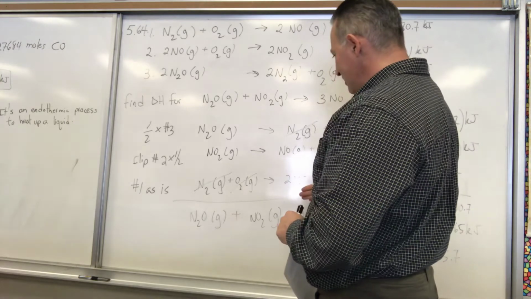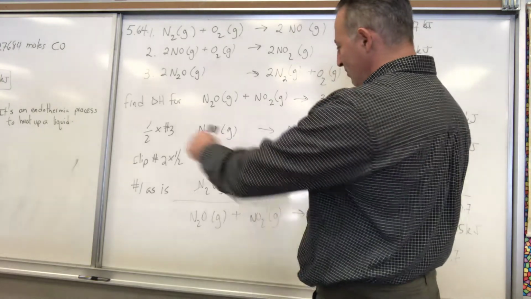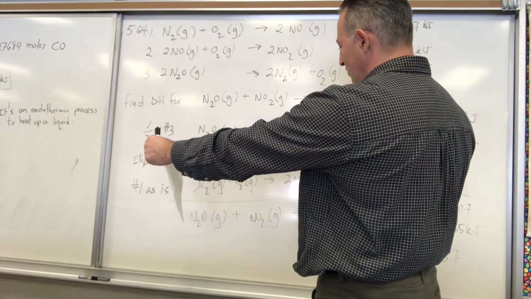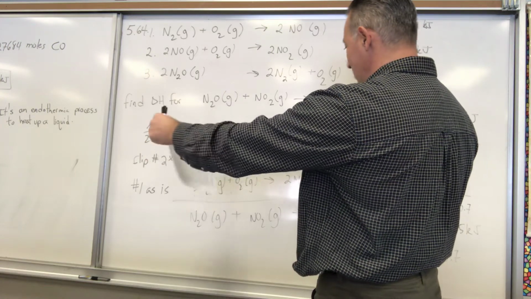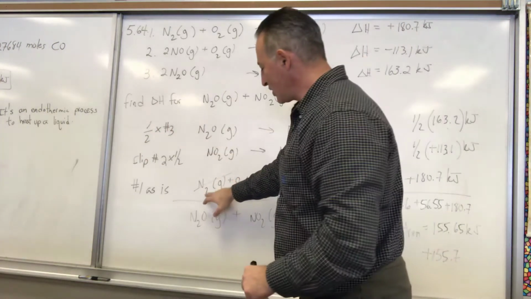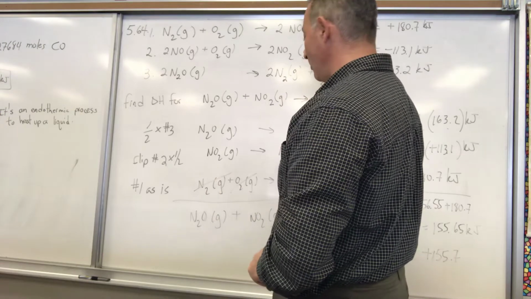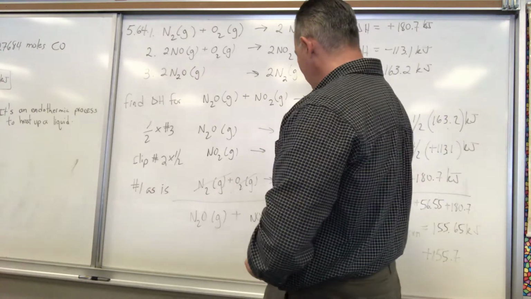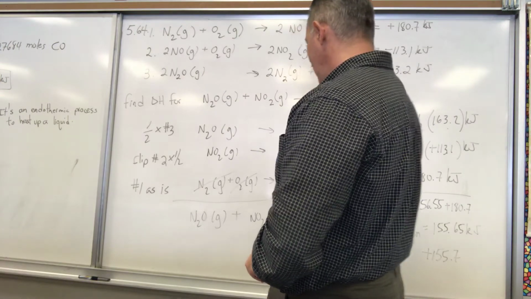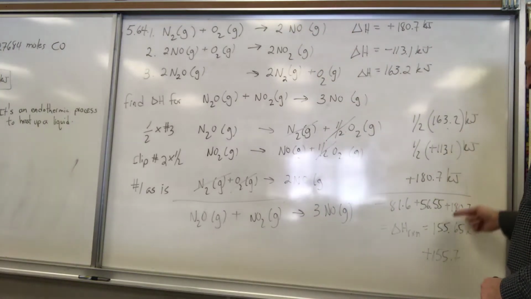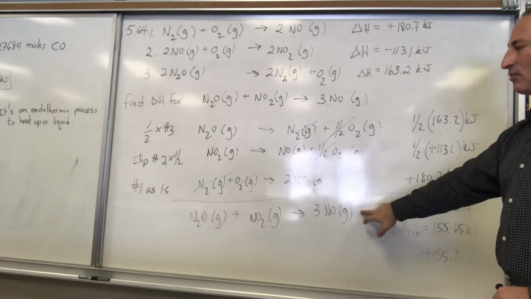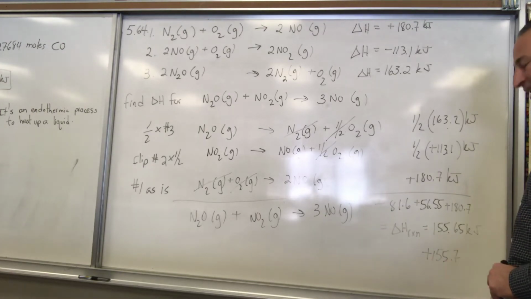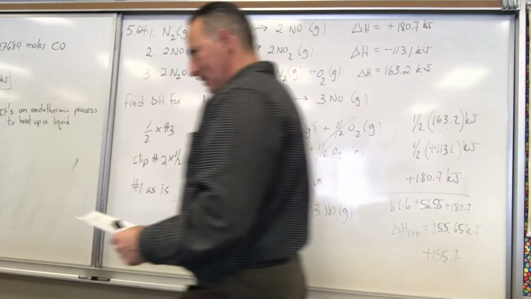When you add all 3 of these together, you cancel everything that appears on opposite sides of the arrow. So if it appears on both sides, for example, nitrogen gas appeared on the left, but it also appeared on the right, so you can cancel it. Once you cancel everything that you can, everything that's left over is your net reaction. And again, you also add up all the enthalpies, and you get the enthalpy for your target reaction, which in this case is plus 155.7.